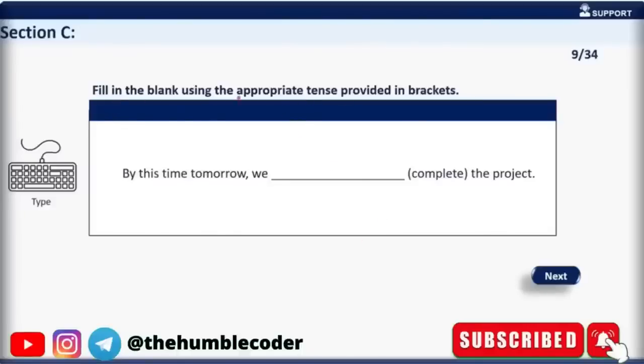The question is fill in the blank using the appropriate tense provided in the bracket. You are given a word and you have to fill in the blank with the appropriate tense of this word. Okay, so the answer for this question will be, by this time tomorrow we will have completed the project. We will have completed the project. Okay, moving on to the next question.